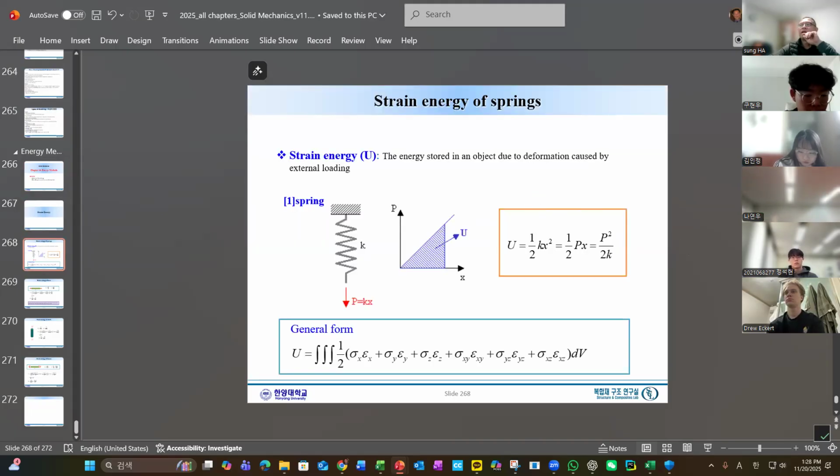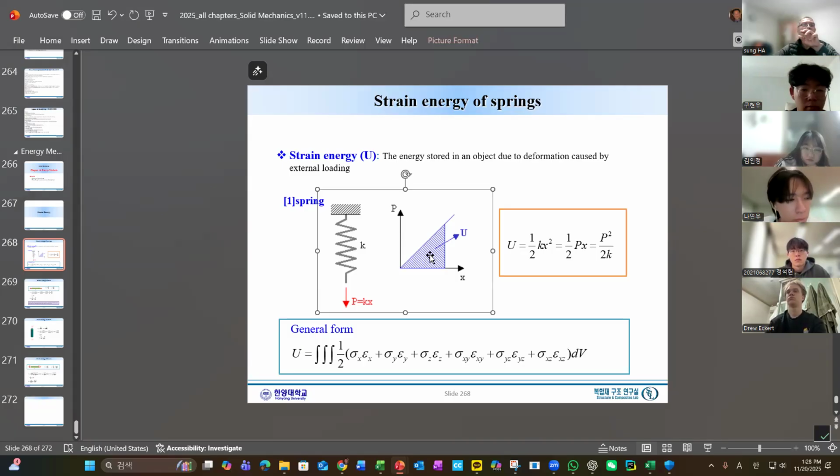Let's say strain energy of a spring, where the spring is the most fundamental structure, which is very similar to the main structures we are dealing with, the bar, beam, torsion, and everything. The main concept of those structures is elastic: the deformation will be proportional to the external force.